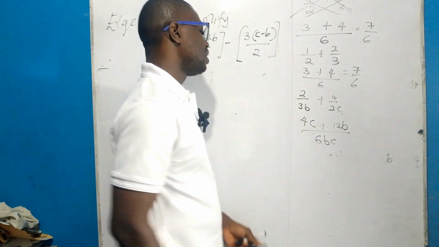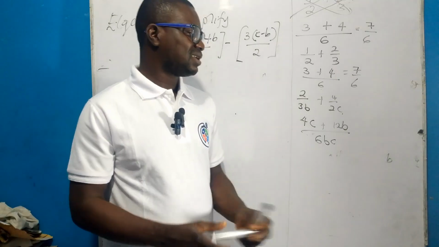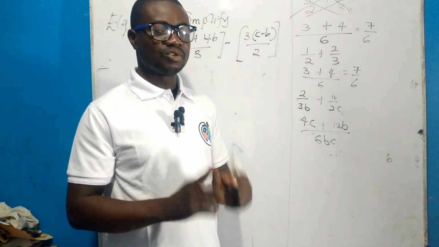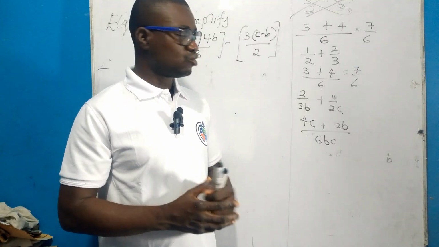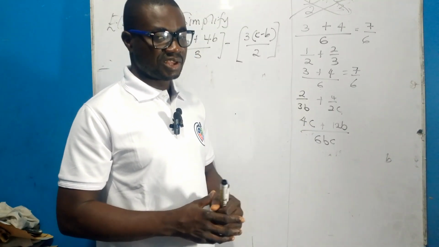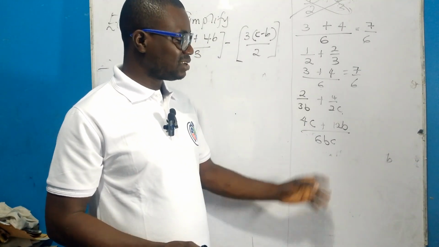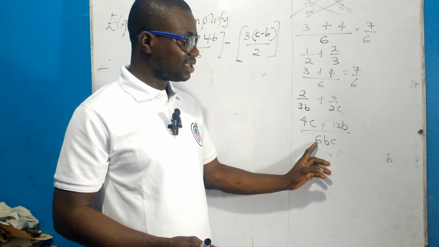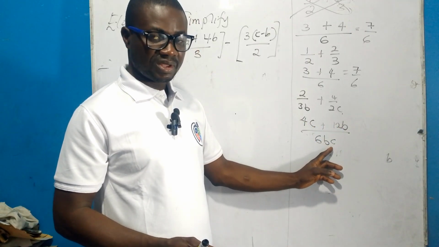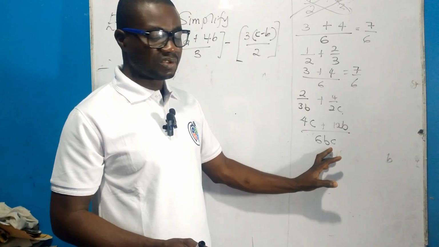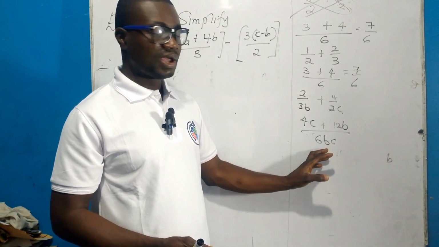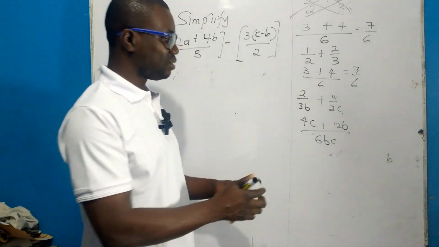4c. Mind you, let the student understand that when you have different variables, it is not possible to add them. So your answer is left in this form: 4c plus 12b over 6bc. Help the child to perceive and understand this concept before you move on to any other example. Let's look at the last example.